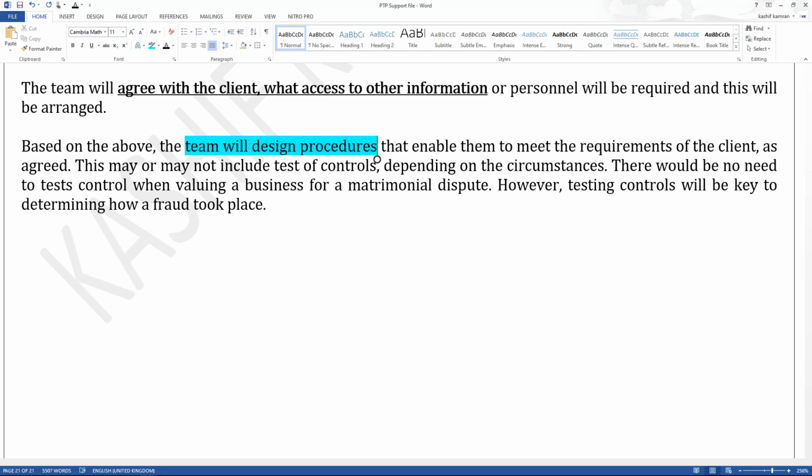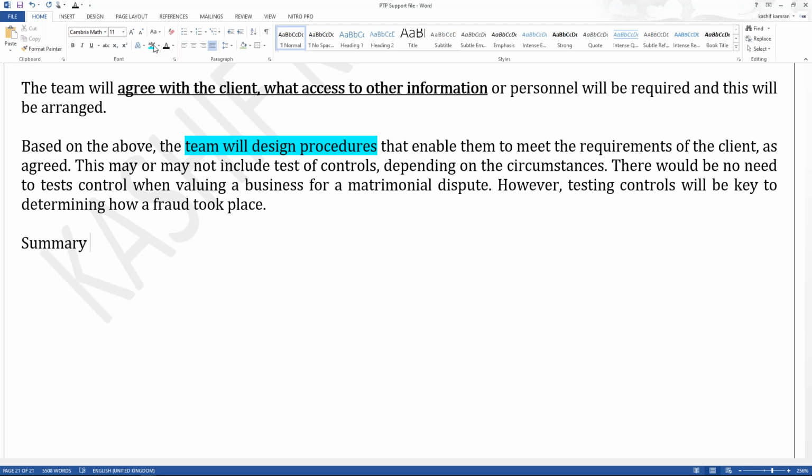So when you are determining the amount of loss, you don't need to perform tests of controls. But when you are determining how it took place, you might need to. So you need to design the procedures. Now, let me give you quick summaries before I move to the last part and we start with the exam paper.